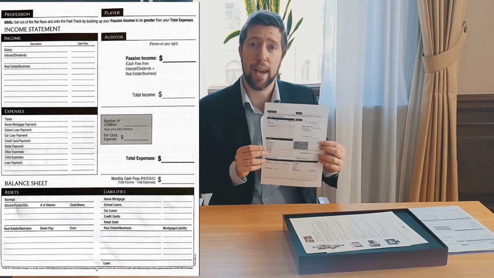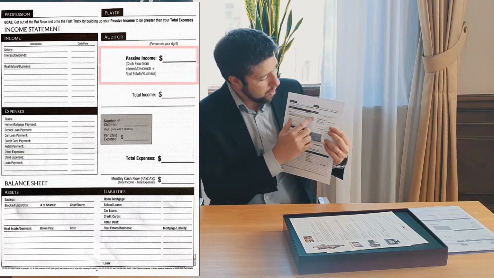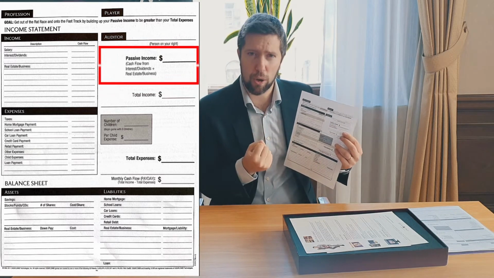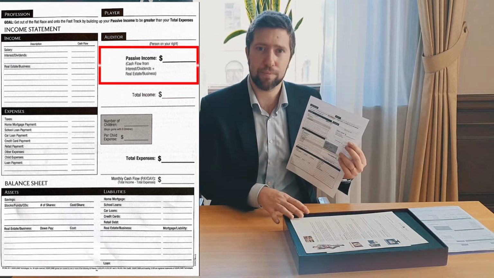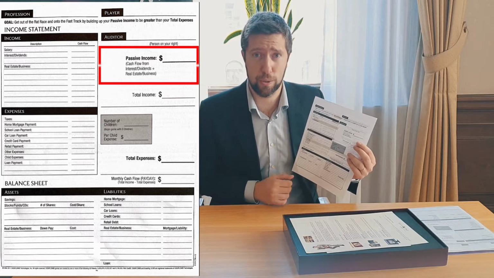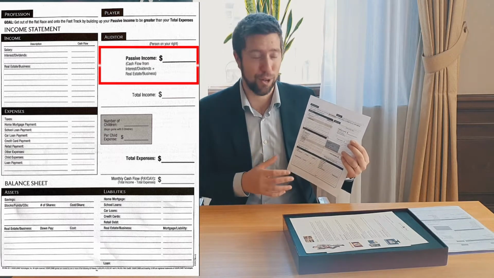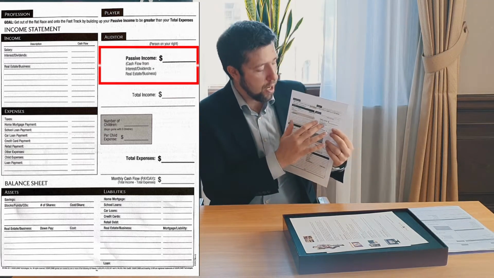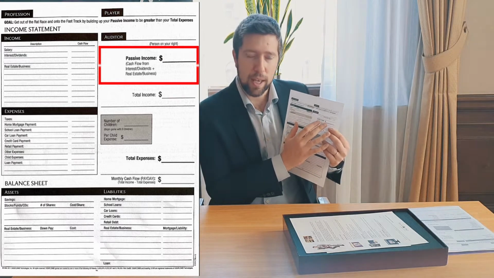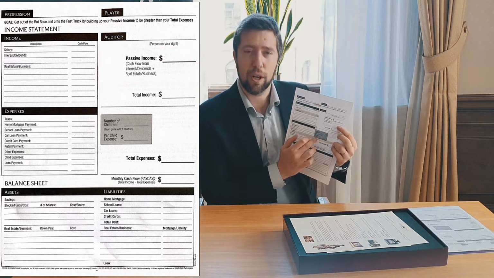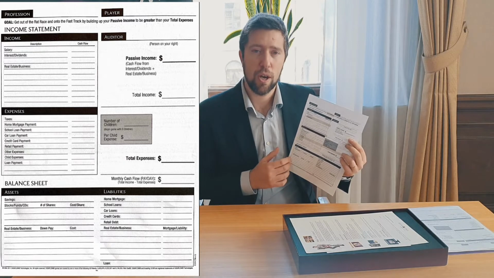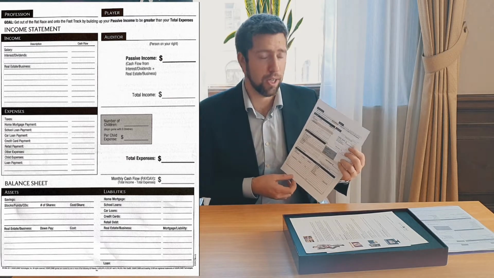The goal of this game is to create enough passive income, so not your earned income. Everyone in the game gets a job, and I'll show you how that works. But we want to create as much passive income as we can so that the passive income covers our total expenses. What we call this is financial security.